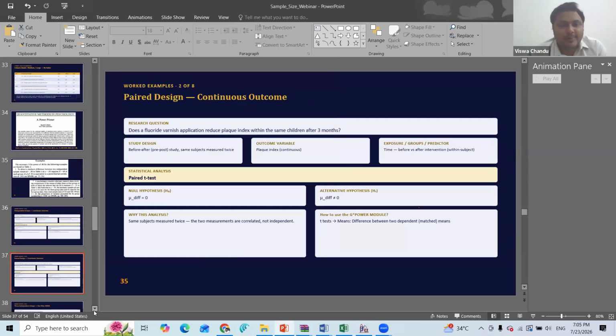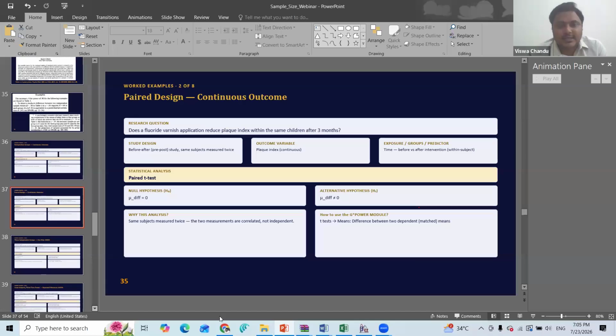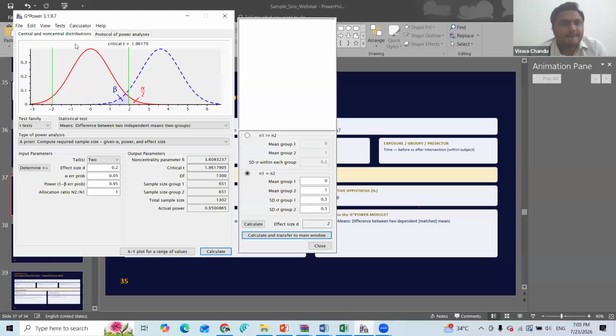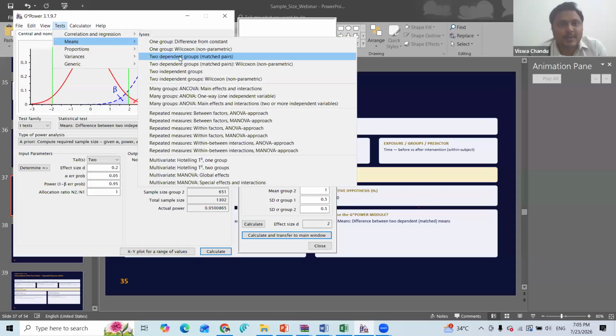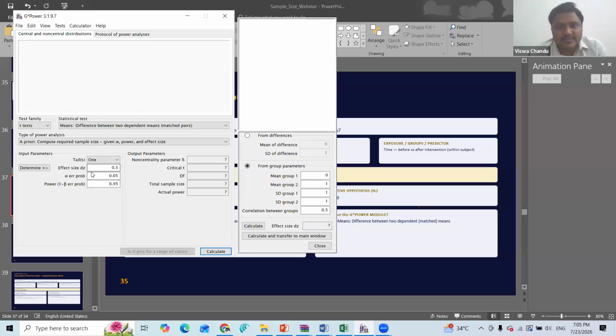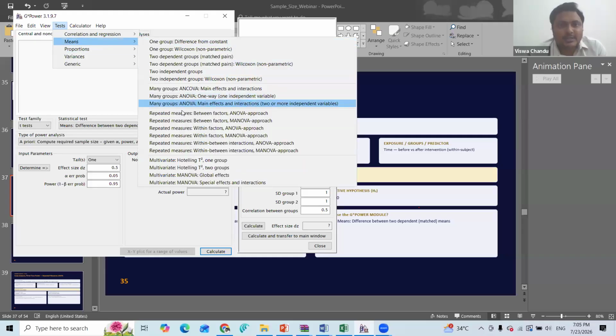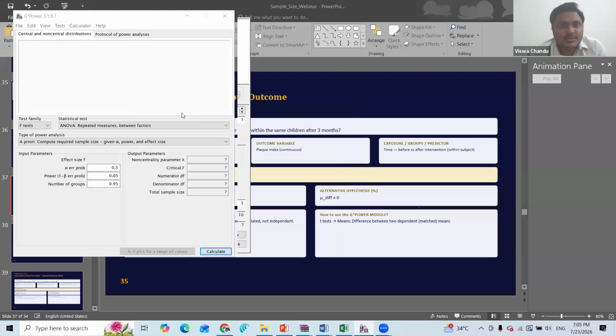And then you have paired design. You can select tests. You have to compare the means, two dependent groups, matched pairs. It asks for effect size, it asks for alpha error probability and your power. And I'll just show you repeated measures and then we will close this demonstration.